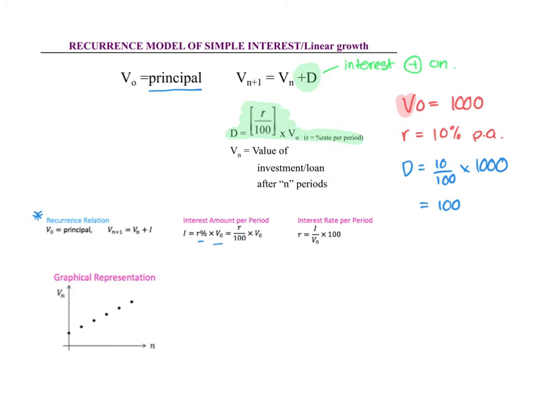And here we go. Here's our straight line. Simple interest will be a straight line up there. Okay, so this is a graphical representation of simple interest.